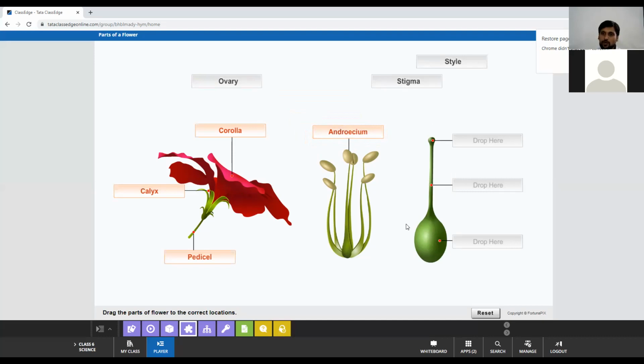Now the third picture is what? The female reproductive part of the plant, which divides into how many parts? Three parts. First part? The bottom, swollen, bulged one, ovary. Excellent. After that, the middle region, style, and the last, stigma, sir. Excellent. Superb.